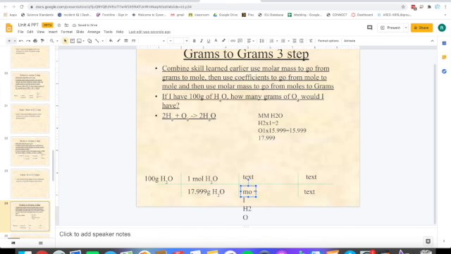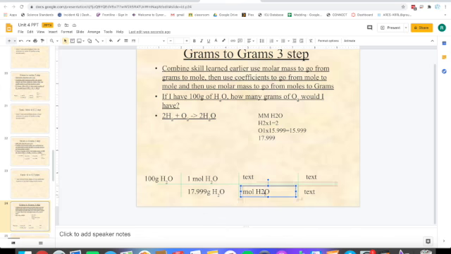Now here is something new. Every time we do a 3-step, this section right here in the middle will always be moles over moles. Because this is where you'll change from one compound to another. And that's the only way to do it. So here we use molar mass. This one in the middle, it doesn't matter if it's grams to grams or if it's something that we're going to talk about later on. This section is always moles over moles.